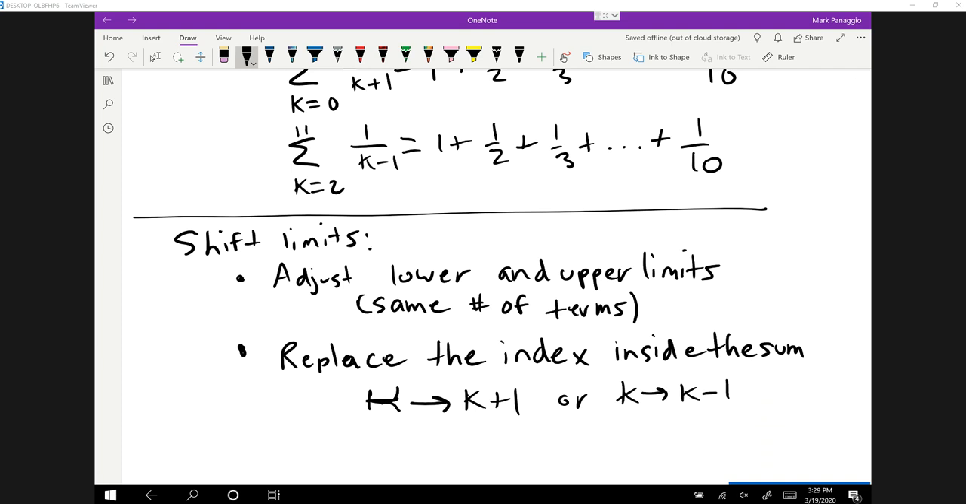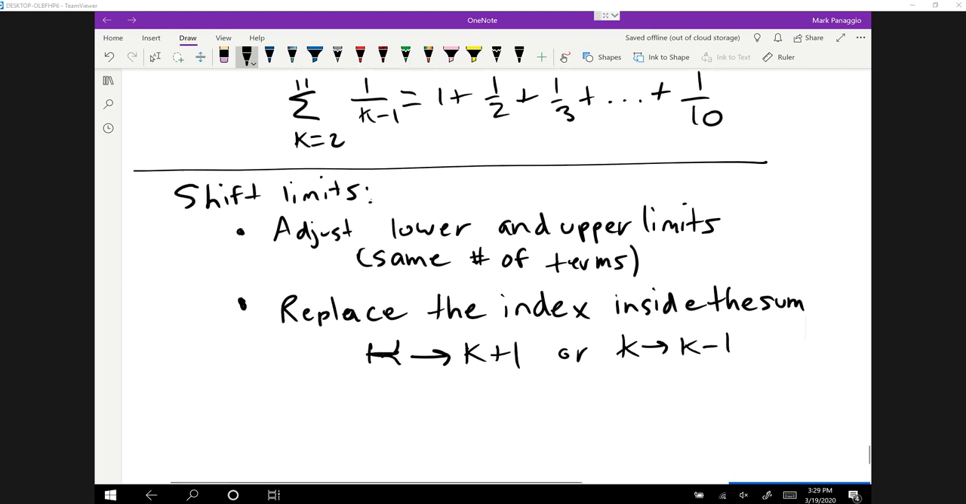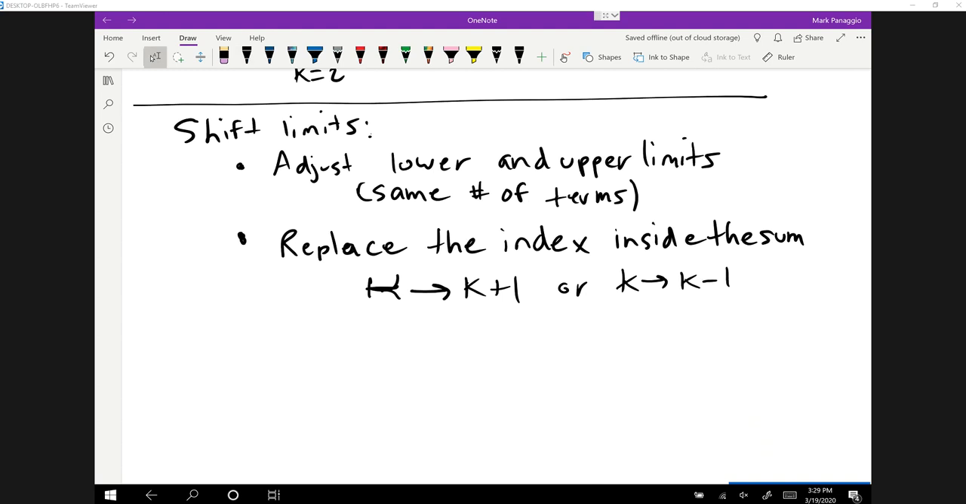And that's going to depend on exactly which direction you're shifting the limit. But again, the hope is that you will be shifting it consistently so that your sum will go through exactly the same terms. Okay, so let's do an example now.